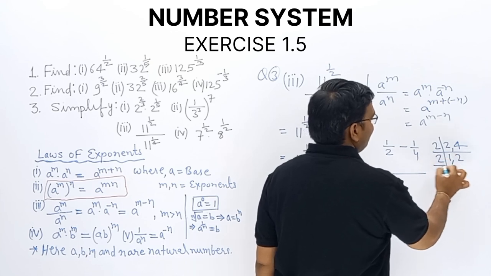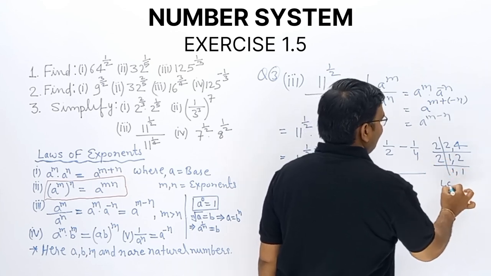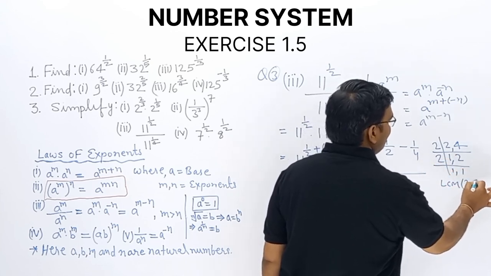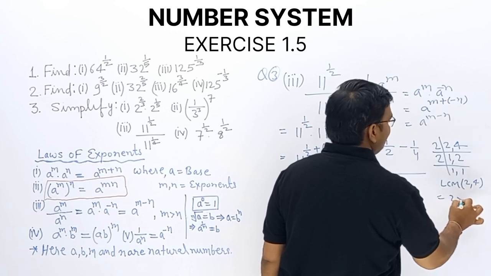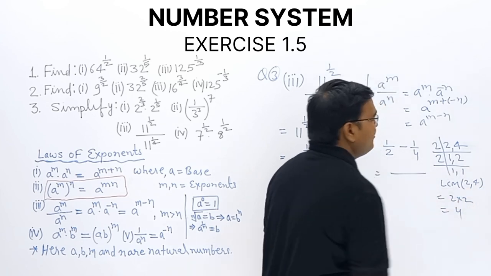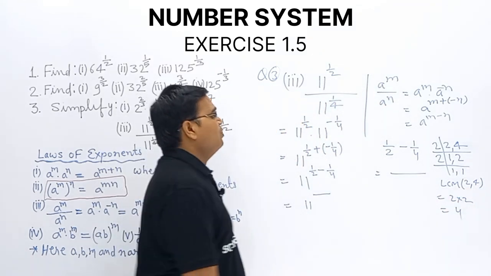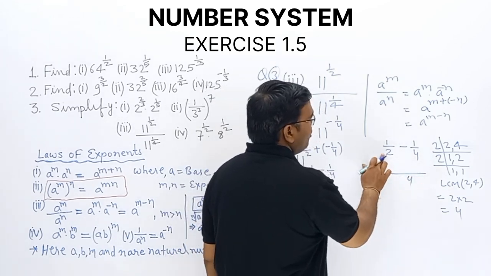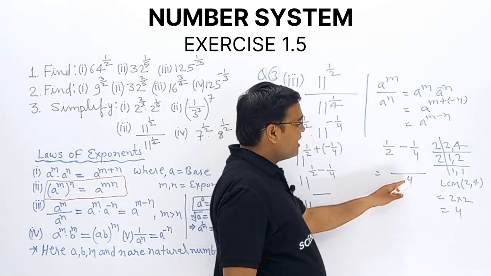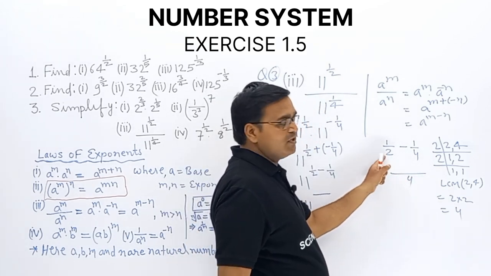Now again divide by 2. So LCM of 2, 4 will be what? 2 into 2, result will be 4. So this one is the LCM. So LCM will be 4. How many times is it going? 2 times. We are dividing 4 by 2. 2 times it is going.